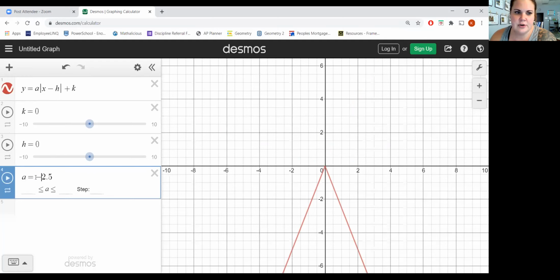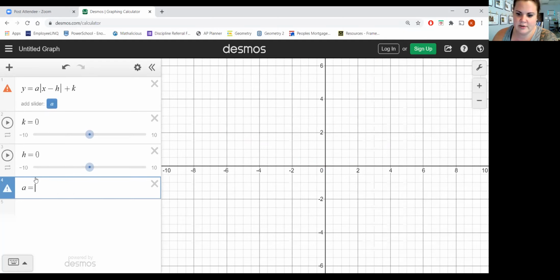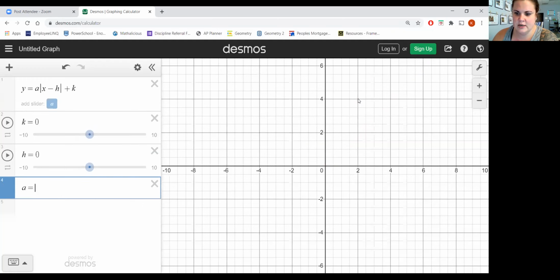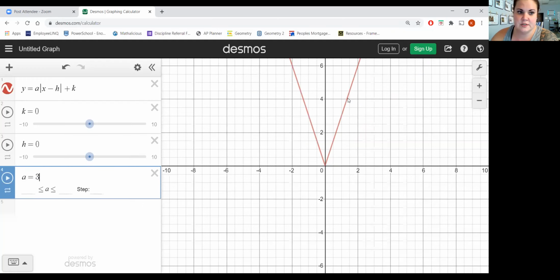The other thing you'll notice is as we make these numbers get bigger and bigger, so we'll go ahead and start. An A value of 1 is normal, so that's the normal absolute value graph, goes over 1 up 1, over 1 up 1. If I make the number bigger than that, you can see it just got a little bit taller and skinnier. Put a 3 in, even taller and skinnier, 4. It just keeps getting more and more narrow the bigger that number gets.